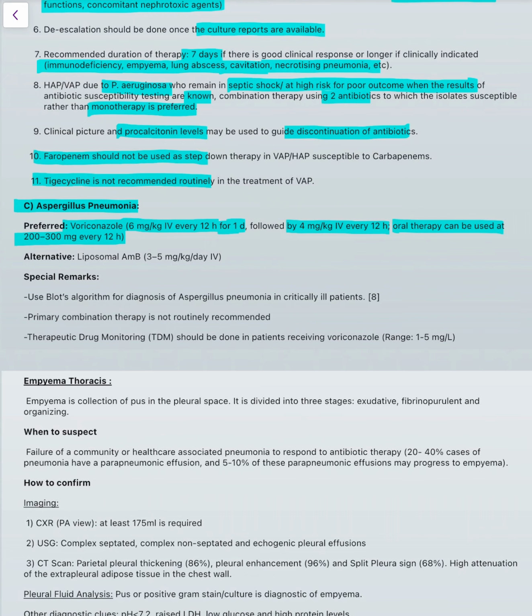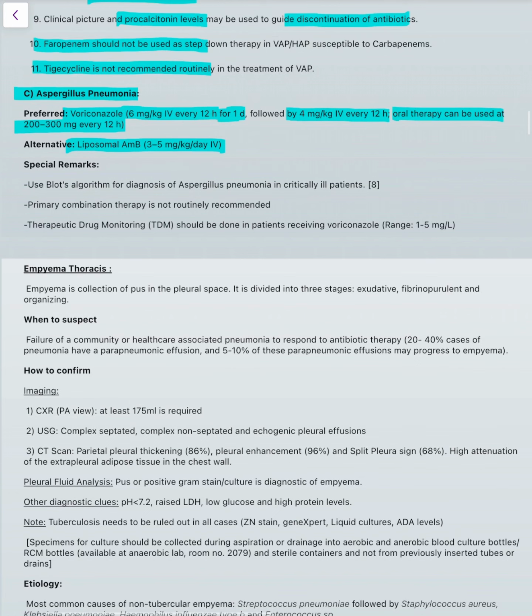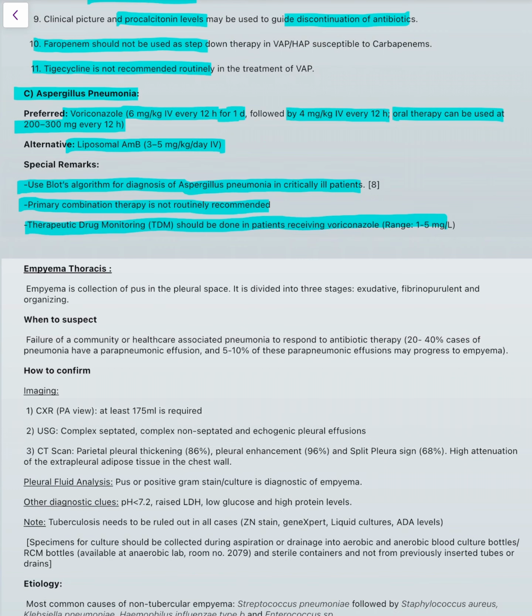The alternative to voriconazole is liposomal amphotericin B. The dose is 3.5 mg per kg per day IV. Right. For conventional amphotericin therapy, the dose is less, 0.5 to 1 milligram per kg per day. Okay. Special remarks: use Blot's algorithm for diagnosis of Aspergillus pneumonia in critically ill patients. Primary combination therapy is not routinely recommended. Okay. Therapeutic drug monitoring should be done in patients receiving voriconazole. The range is 1 to 5 milligram per liter.